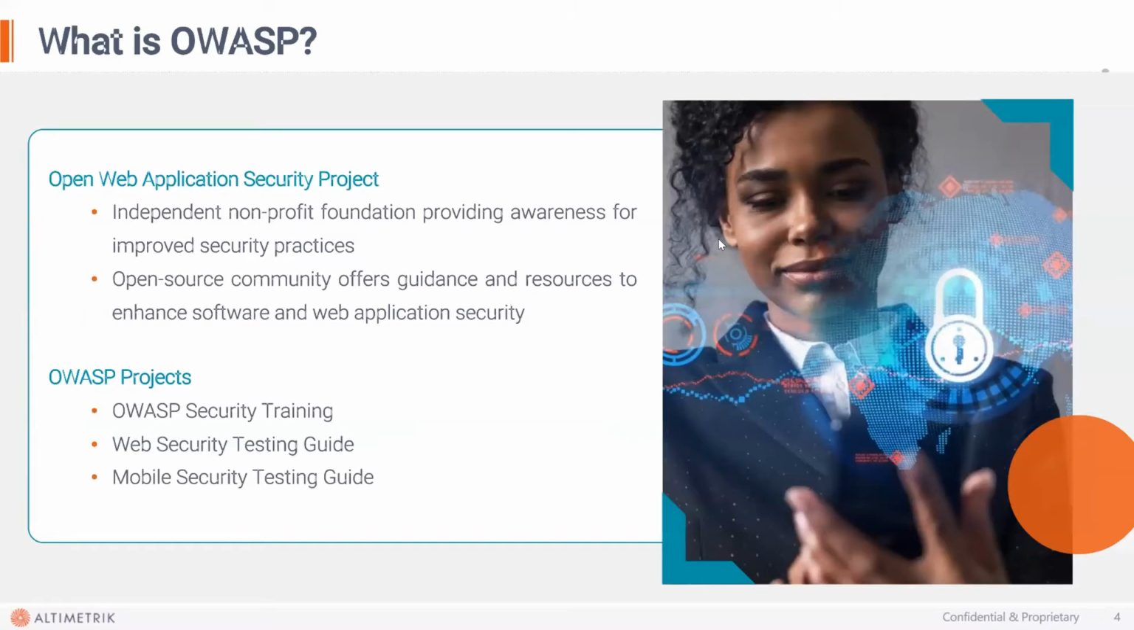And what is OWASP? OWASP stands for Open Web Application Security Project. It's an independent nonprofit foundation providing awareness for improved security practices, and they offer guidance and resources in enhancing software and web application security. Some of the projects that we're currently working on: we're coming up with a web security testing guide. In fact, that's going to be geared more towards penetration testers, juniors coming into the company, or anyone who wants to set up a security team in their company. We're also doing a mobile security testing training as well.